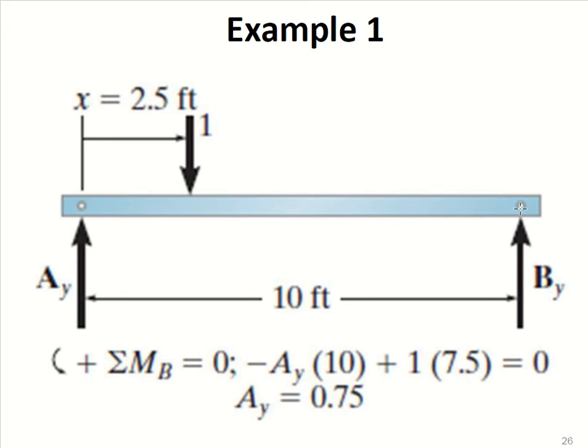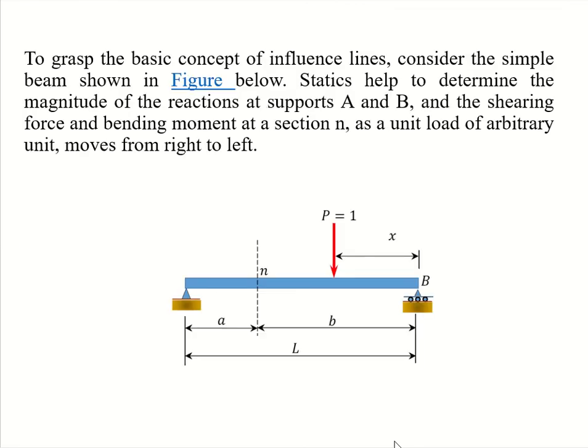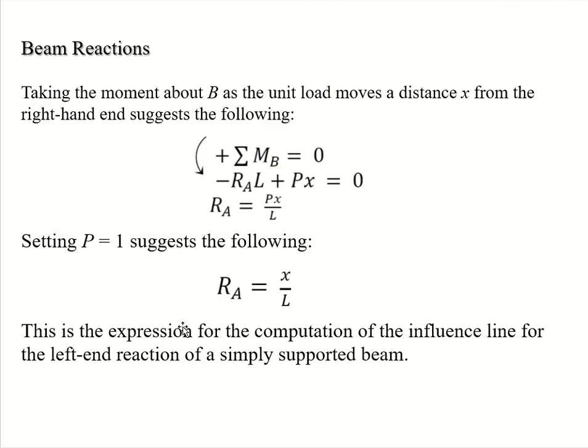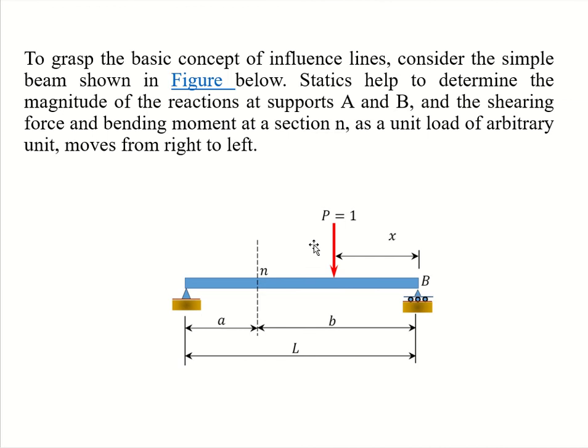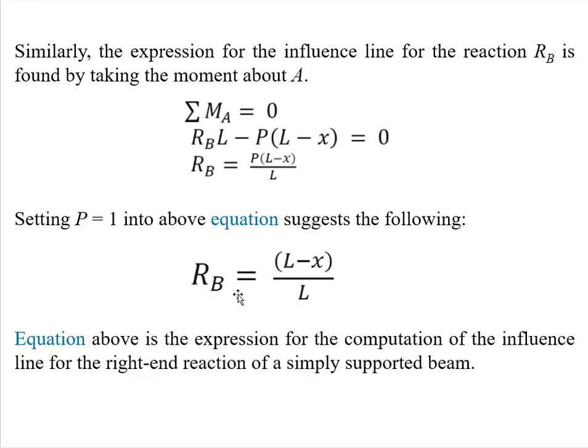If you are moving the load from B to A, then we have the equations we discussed previously. For example, let me show you this. If the load is moving from right to left, as we discussed in the previous video, then for RA this will be the equation, which is x by L. And in the other case, where the load is moving from A to B, this equation will be for RB, and for RA this will be the equation, (L minus x) divided by L.